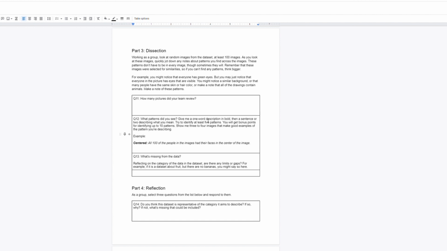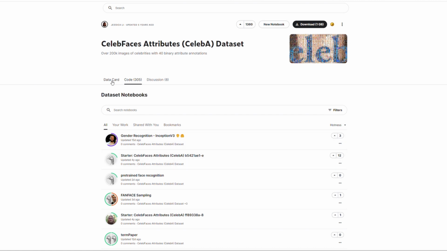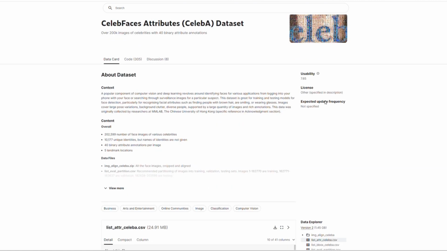So what patterns do you see? Well, they're all celebrities. Tell me how many pictures your team reviewed. What patterns do you see? Give me a one-word description in bold, then a sentence or two describing what you mean. So, for example, all of them were centered. All 100 of the people in the images that we looked at had their faces in the center of the image. Actually not the case with some of the images that we saw in this data set.